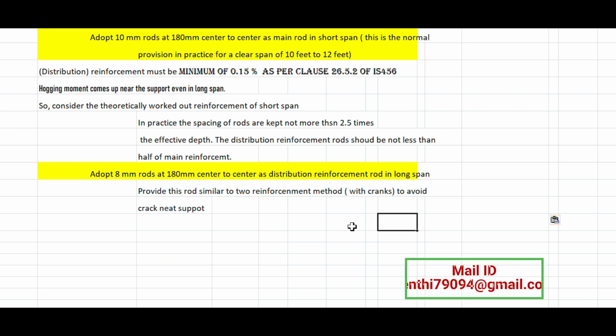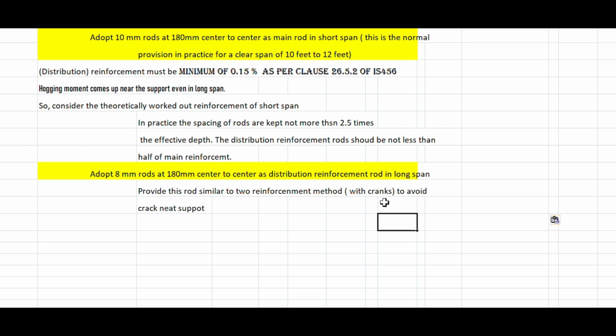Being a senior engineer and having very good experience in construction, I would like to suggest you provide both the rods as a two-way reinforced slab actually. The hogging reinforcement has to be provided. I have seen in many buildings wherever the hogging reinforcement is not given in the long span, cracks are found within 4 or 5 years. So provide a top rod in the long span. So instead of providing an additional reinforcement, crank the long span rods similar to the rods given in the short span.